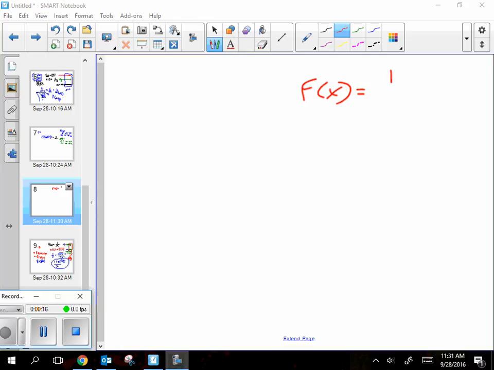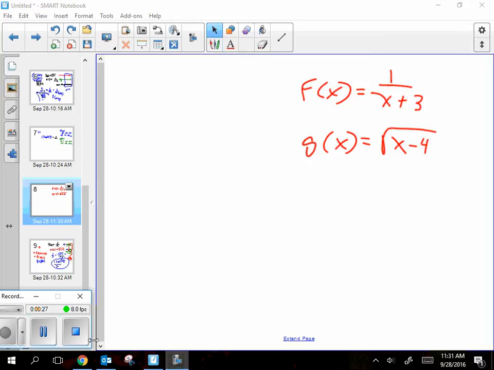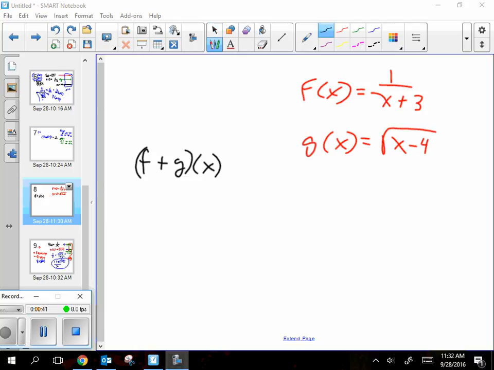If I had, for instance, f of x as 1 over x plus 3, and I had g of x as square root of x minus 4, let's see if you can tell me what f plus g of x would be, factoring in the common denominator. In other words, you can just write this plus that, but then you actually have to add them and find the common denominator. Let's see if you can do it. That's just yesterday's stuff. And the new stuff is to find the domain of the answer.